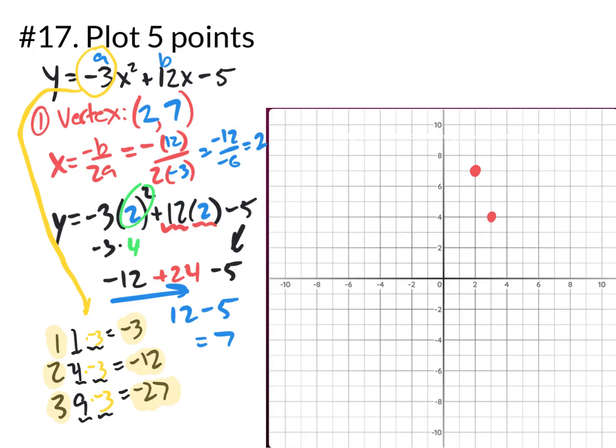Then you go back to the vertex, and you can go 2 to the side, 12 down. Or how about this? If I were going 1 to the side, 3 down, I'd end up right there. And if I went 1 to the side, 12 down, I'd end up at my y-intercept. And it's really easy to find the y-intercept. How do you find the y-intercept of any equation? You set x equal to 0 and solve.